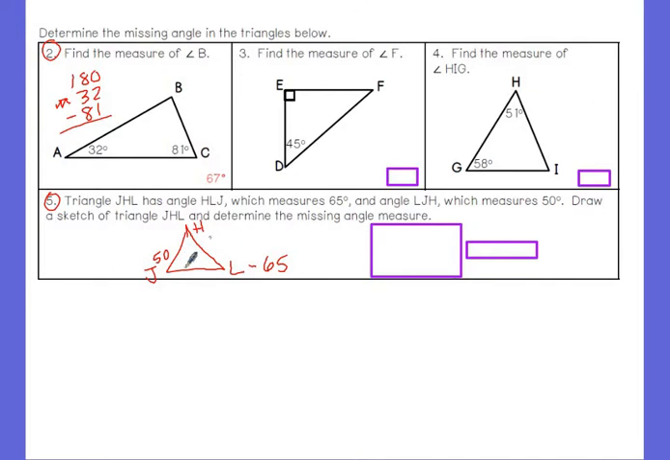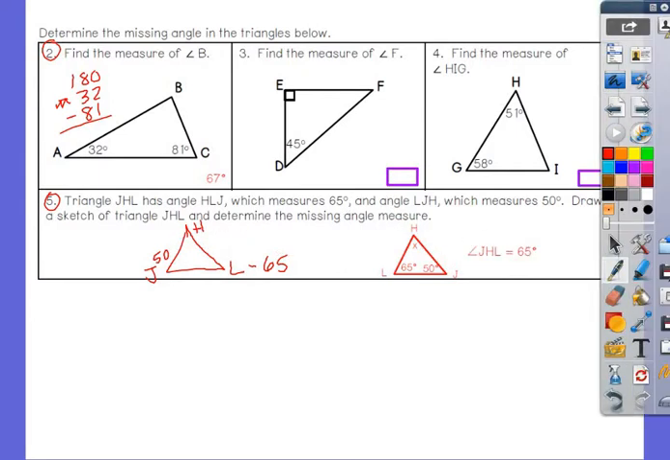Okay, obviously this is going to be an acute triangle, looking at their diagram that they drew a lot prettier than mine. But it doesn't matter, I just had to sketch something to see it. I need to find what H is, so I'm going to do 180 minus 65 minus 50, and I'm going to find that that angle measurement is 65 degrees.